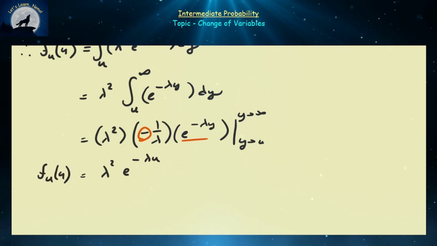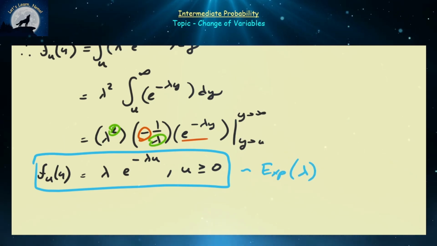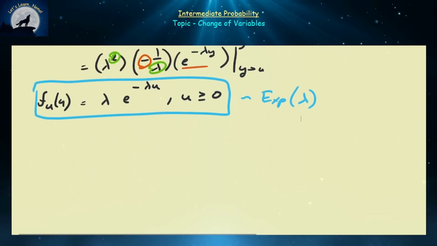And this is f_U with respect to u. All right, so you should be able to verify that u ranges from 0 to infinity here. So therefore, this is our probability density function for u. Oh, notice, wait a minute, that lambda cancels with that, so we actually should only have 1 lambda. So what probability density function does this look like? You should see that this is indeed an exponential random variable with parameter lambda.